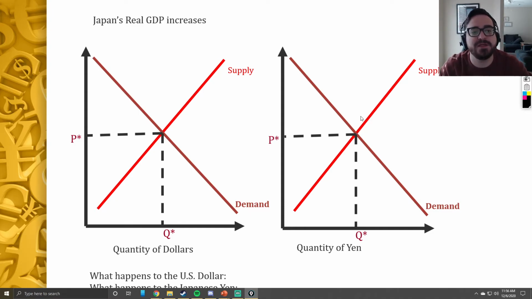So when your GDP increases, you're buying more from other countries. Demand for the other country's currency goes up, and supply of yours goes up. If it said GDP is decreasing or they're going into a recession, they'd be demanding fewer dollars and supplying less yen.